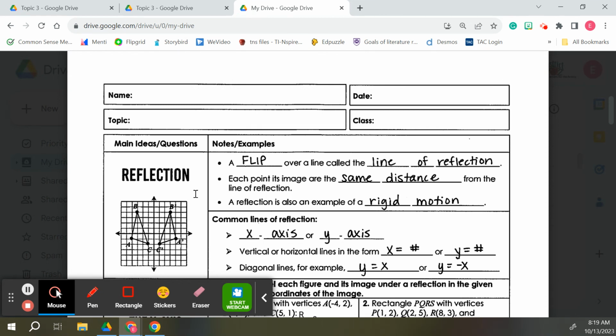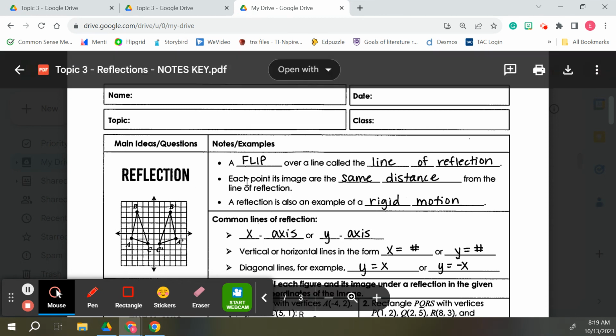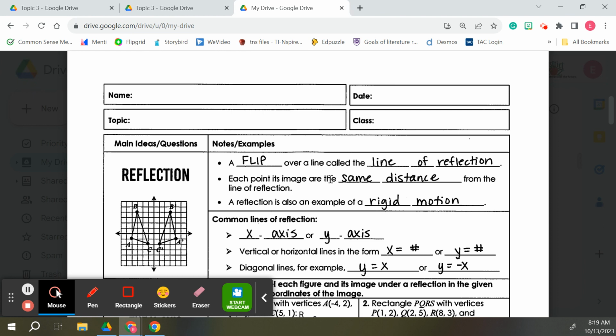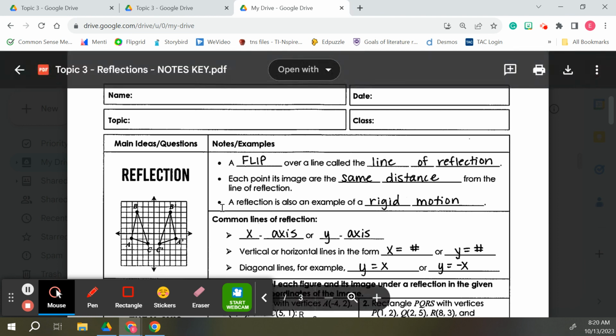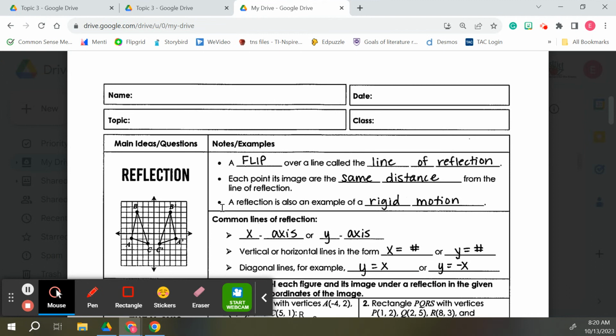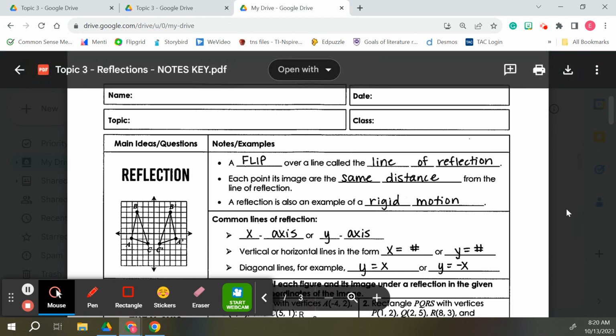several different forms. Each point and its image are the same distance from the line of reflection. So there are some things where we can use some sort of rule for reflections, and there are other things we can't use rules for, and we're going to have to know that they are equidistant from those lines. A reflection is also an example of a rigid motion, which means, who can remind me what a rigid motion is?